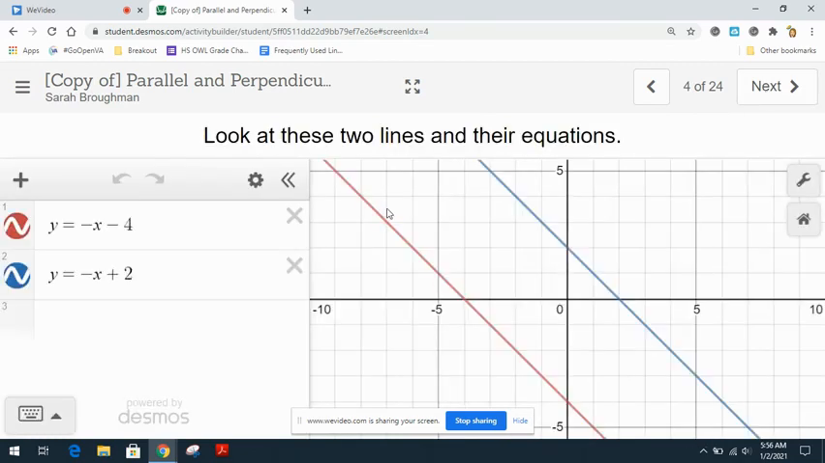So these lines are again parallel. They never cross or touch. I look at their equations. They have the same slope of -1, but they have different y-intercepts.